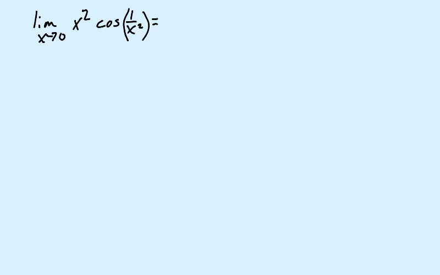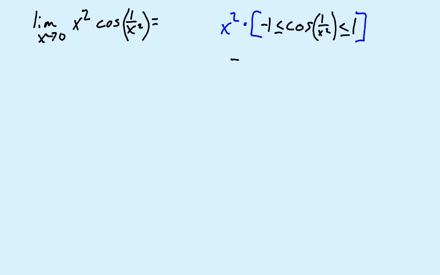Now we know that cosine has a max value of 1 and a minimum value of -1. So I'm going to say that cosine of 1 over x squared must be between -1 and 1. Now our actual function also has x squared in it, so I will multiply my bound relation by x squared to compensate. I'm multiplying everything by x squared.